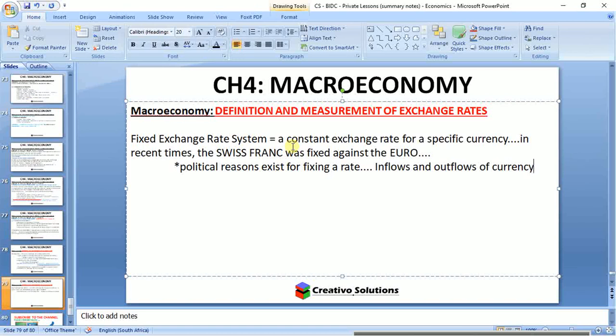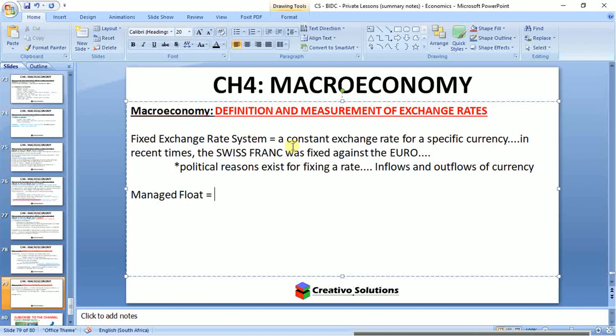Okay, right, we've got 2 more points. Managed floats. Next point. A managed float in effect combines features of a floating rate exchange system with a fixed exchange rate system. Usually involves government intervention. Best example, China does this. They let the price of the currency, the yuan, change, but they still manage it, so they intervene. Switzerland said it's pegged.